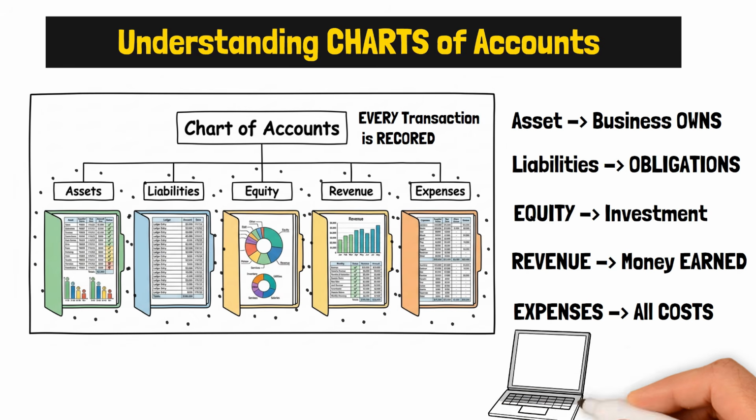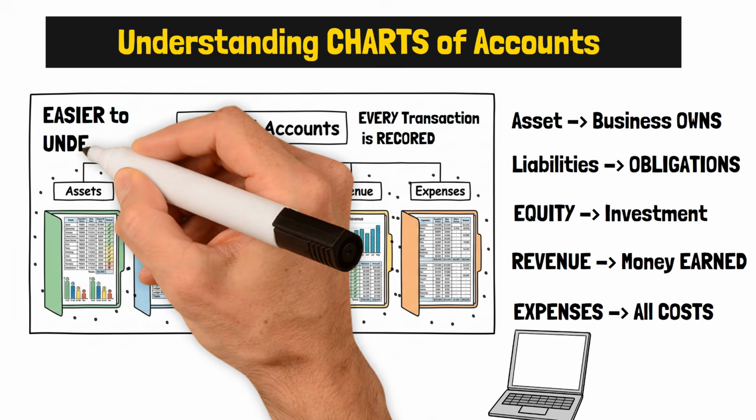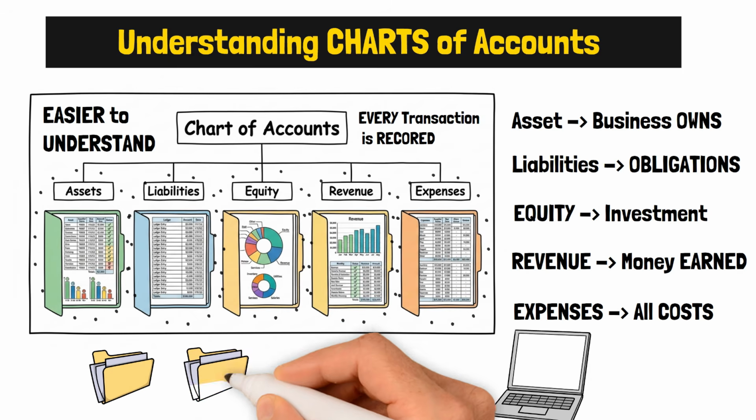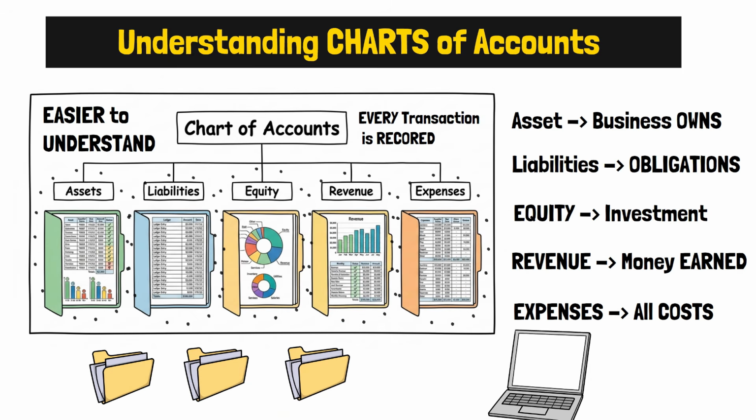Imagine buying a new laptop for the office. That purchase should not be mixed with utility bills or advertising costs, because each expense tells a different story about how your business operates. A well-designed chart of accounts makes financial reports much easier to understand because similar transactions stay grouped together. As your business grows, you can always add new categories when necessary, but avoid creating too many accounts.